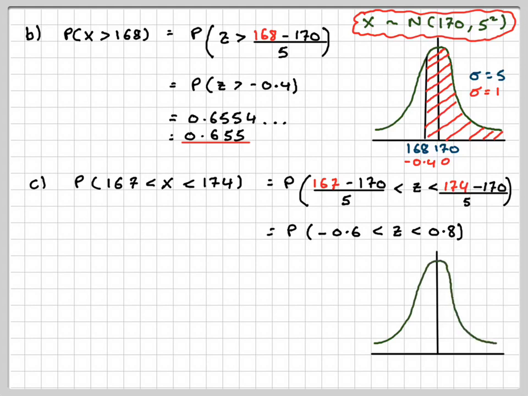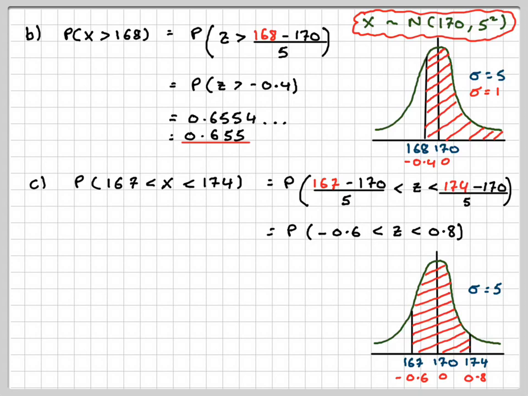And again, if we draw that on a graph, it's always a good idea to do a very quick sketch of what's happening because it gives you a much better understanding. 170 and 5, that was 167, which is that one. This one, 174 is over here. We want the bit in between, so we shade that bit there. Okay, so that is minus 0.6, 0 and 0.8.